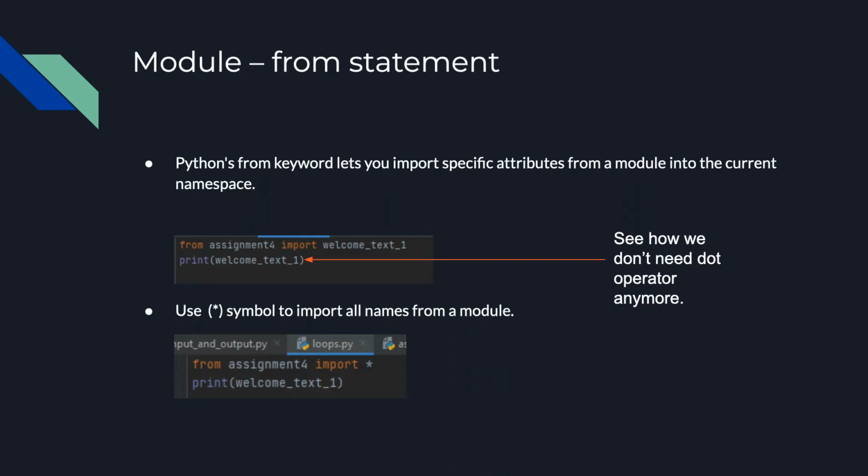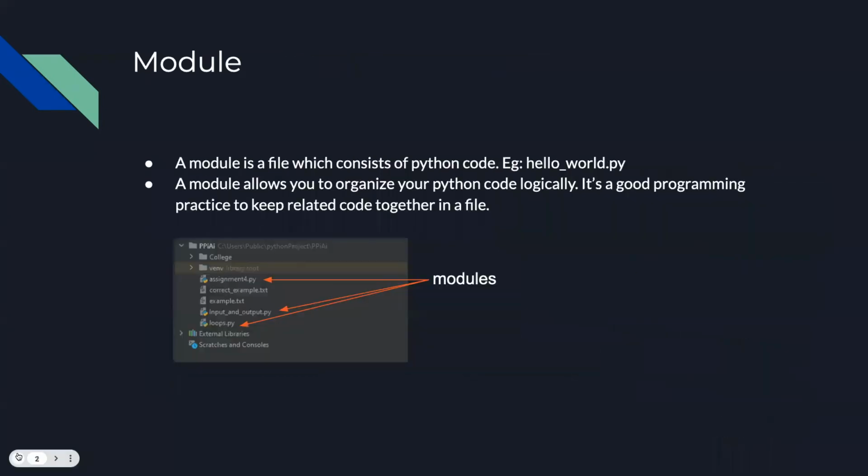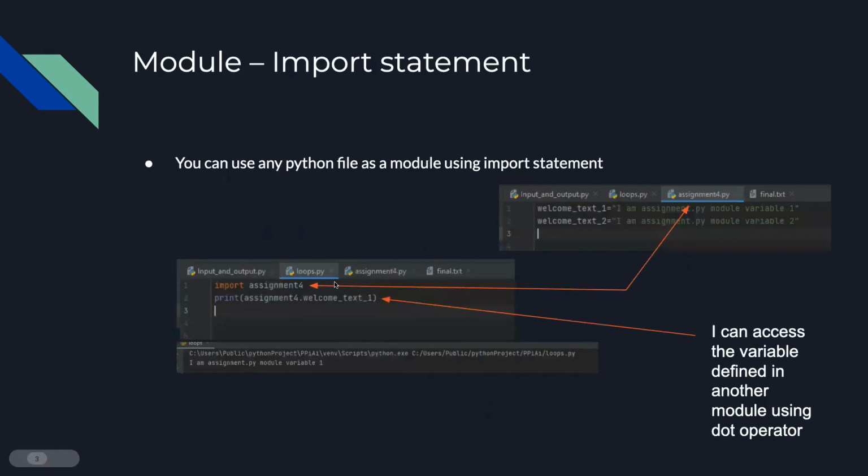But I think what you mean is how you might be able to import two modules at the same time. And really what you'll need to do there is have two separate import statements. So say we wanted to, let's go back to a previous slide here. Say we wanted to import assignment4.py and input and output.py. If we wanted to import both of those, then we need to have two import statements up here. So we'd have import assignment4, and then on the next line, we'd have import input and output. So that's how you can import multiple modules: you just keep putting imports one after the other on separate lines.